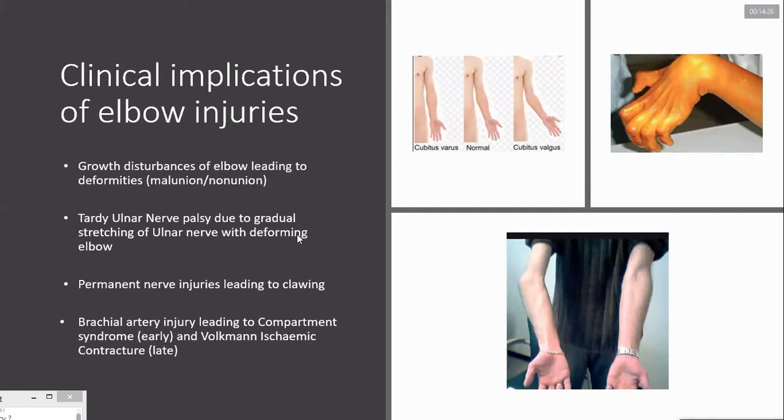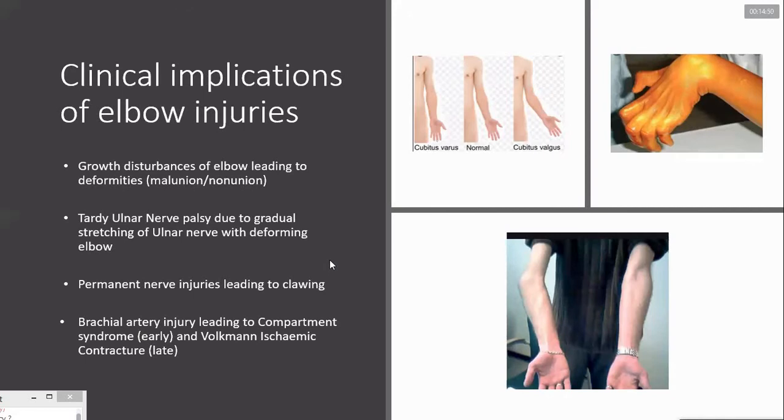And during these elbow injuries, because there are quite significant nerves around the elbow, if they are permanently injured, it leads to clawing of the hand and all those deformities. And as a consequence, this guy is having a cubitus varus kind of deformity in adulthood as the bone is growing. And occasionally the brachial artery is also injured.